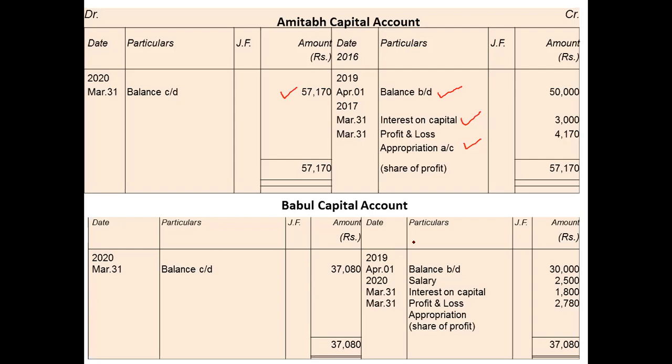Similarly for Babul, we have the opening balance, then salary because he is supposed to get the salary, interest on capital that he will be getting, and the share of profit that he will be getting from the partnership firm, and then we'll close it.